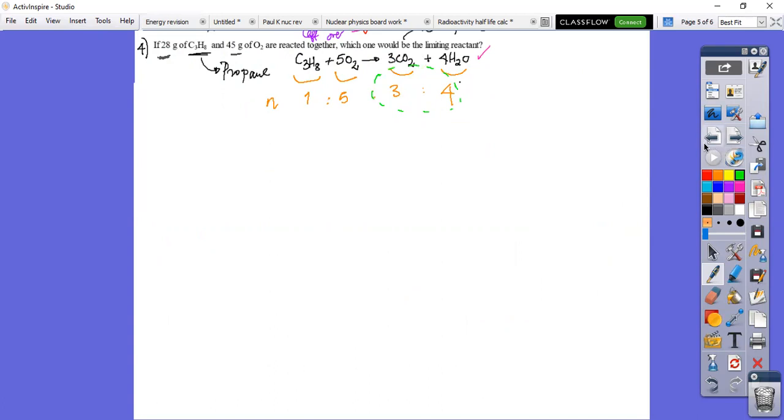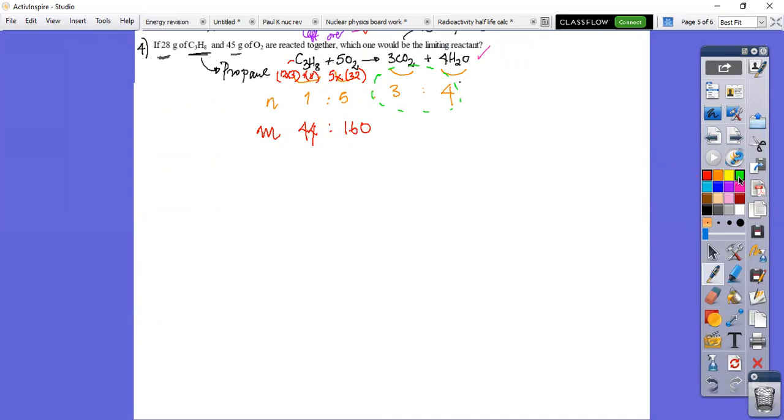But if we don't want to work in moles and we want to work in mass, what's the molar mass of this? This would be 12 times 3 plus 8, so this would be 44. What would be the mass of this now? It would be 5 times, well, this is 16 times 2, which would be 32. And what would be 32 times 5? 160. Correct. I'm not too bothered about the products. So the ratio of masses is 44 to 160.